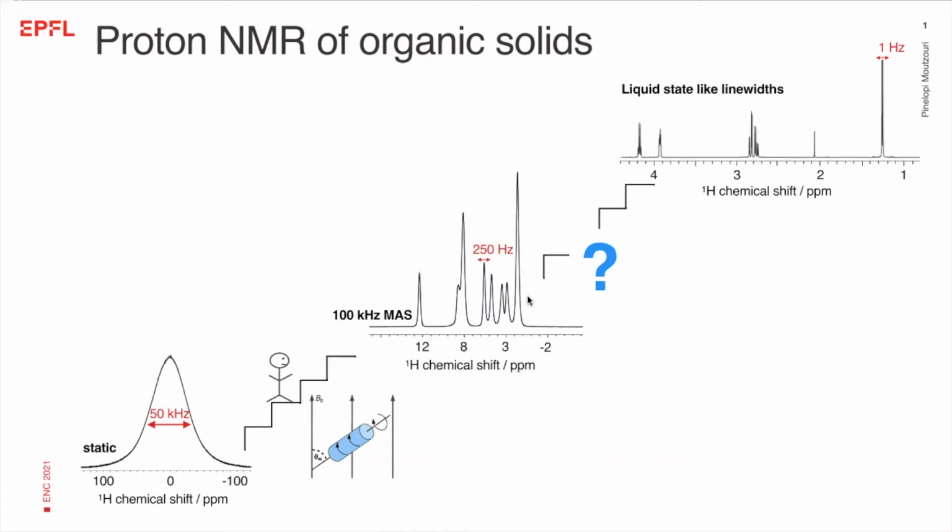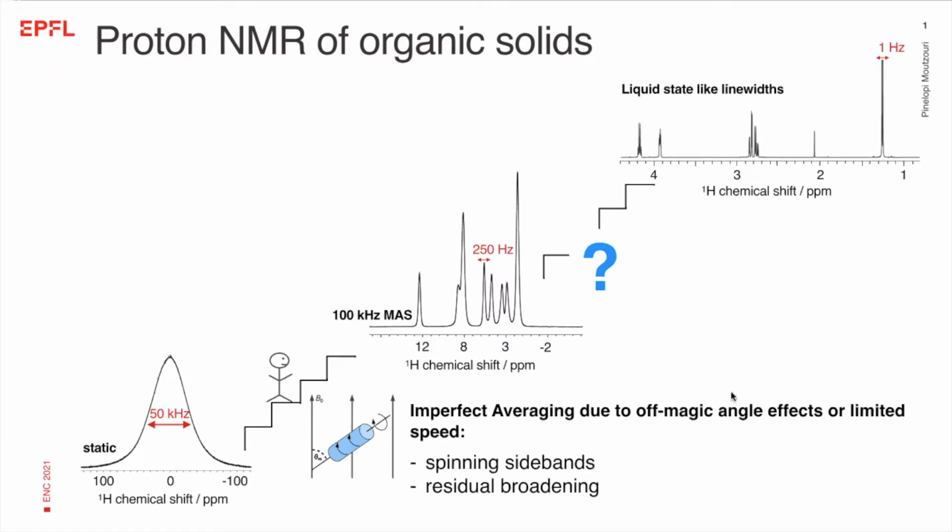However, the residuals of imperfect averaging prevent us from reaching Hertz or sub-Hertz line widths like the ones encountered in liquid-state NMR. In magic angle spinning, the main sources of imperfect averaging are either misset of the magic angle or limited spinning speeds. For proton NMR, both of them usually lead to residual broadening. Here, we suggest that instead of trying to make a coherent averaging scheme perfect by minimizing errors, we could use an alternative approach to increase proton resolution.